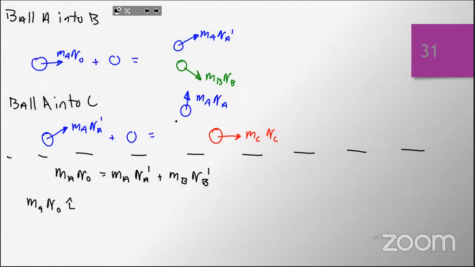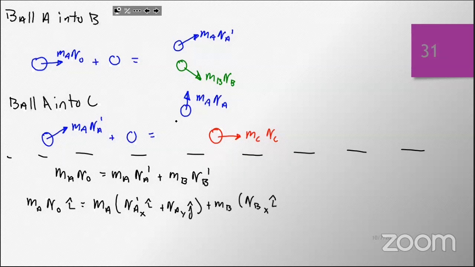Then I can break this into components, except that the way I'm going to do this is I'm going to say I have MA V naught in the I direction. This is equal to the mass of A times VA prime X in the I, plus VA Y in the J, plus the mass of B times VB X in the I, minus VB Y in the J.